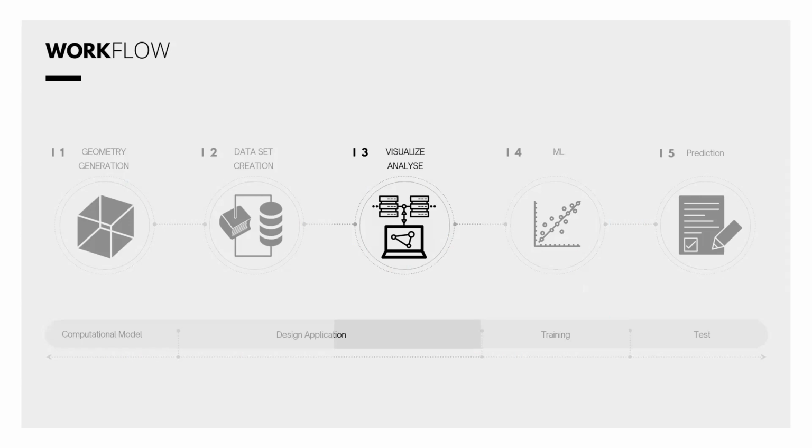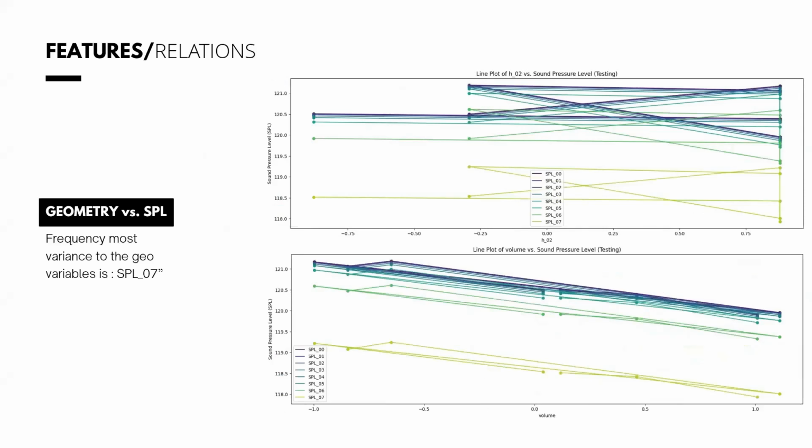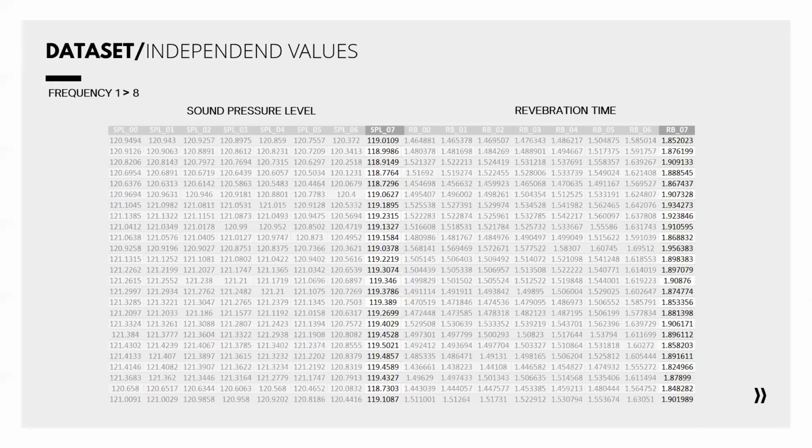Then we started to visualize and analyze the dataset we collected. By plotting the 8 frequencies in relation to the geometry features, we concluded that the SPL7 and RB7 have the most variance to the geometry. By that, we dropped all the other frequencies.